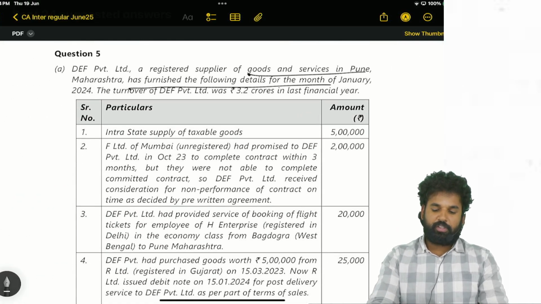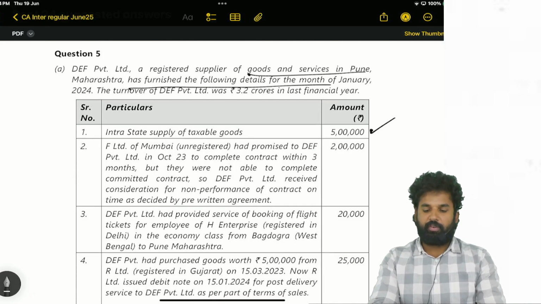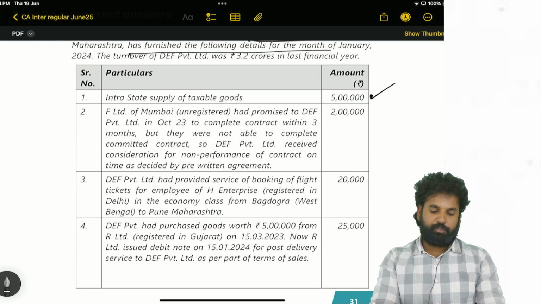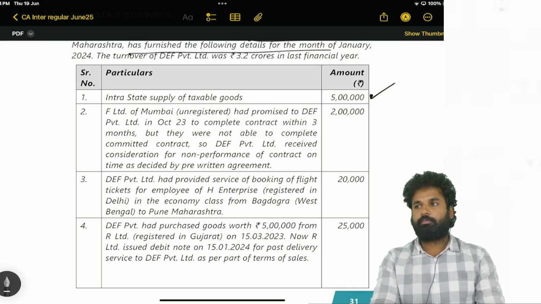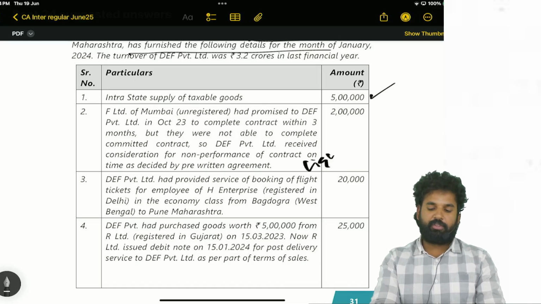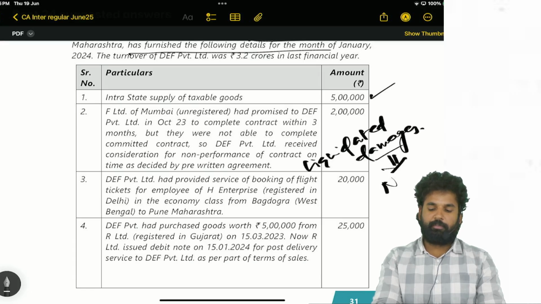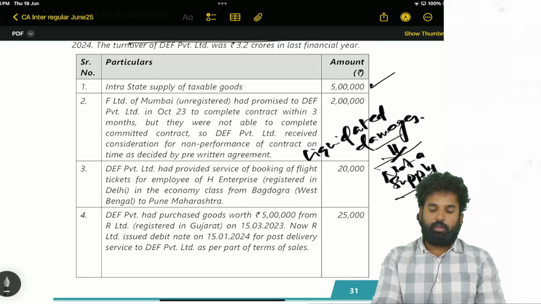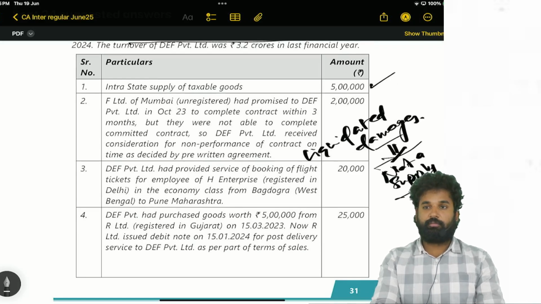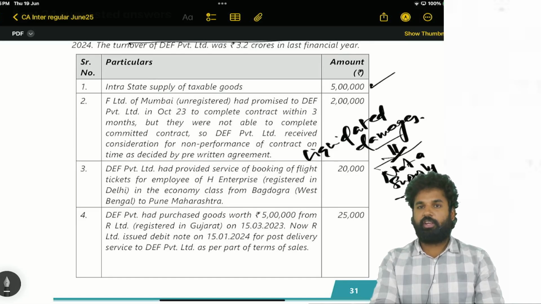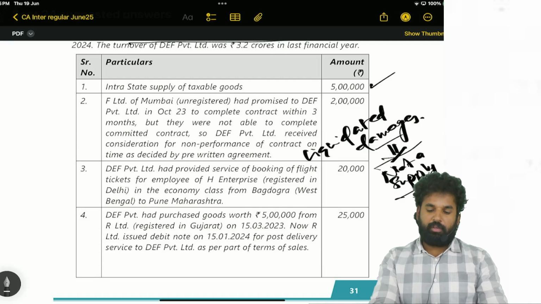How much? First one, 5 lakhs intrastate supply, 5 lakhs into 9%, 9%, CGST and SGST. Next case. This is what? Not a supply. This is liquidated damages. Liquidated damages means not a supply. See, this is consideration. This is a service, this is a consideration. But it is not a supply.